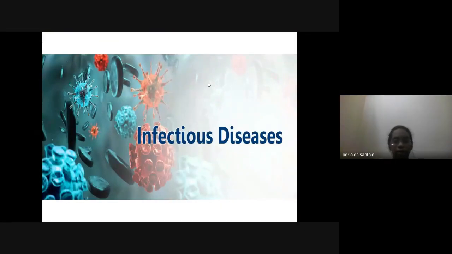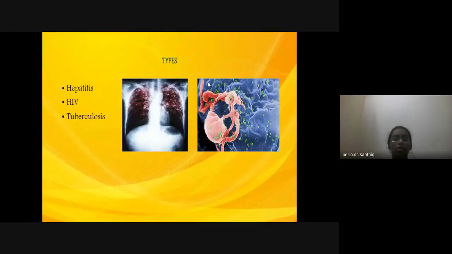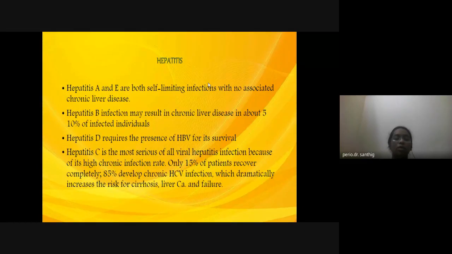Next are the patients with infectious diseases. So the infectious diseases are hepatitis, HIV, and tuberculosis. If the patient has hepatitis A or E, both are self-limiting infections with no associated chronic liver disease, and hepatitis B infection results in chronic liver disease in about 5 to 10% of infected individuals. Hepatitis D requires the presence of HBV for its survival, and hepatitis C is the most serious of all viral hepatitis infections, with a high chronic infection rate.